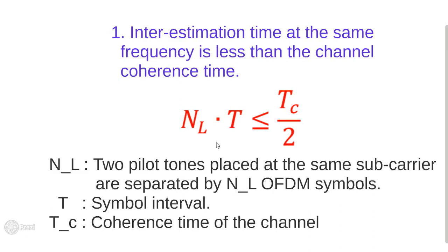Here, the sampling theorem is taken as a reference. We construct the symbols in a way such that NL times T is less than or equal to half of the channel coherence time, where T here is defined as the OFDM symbol interval.